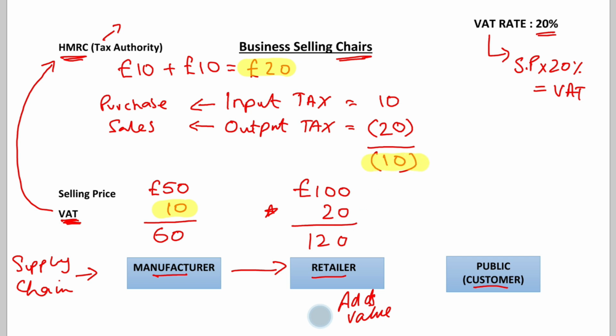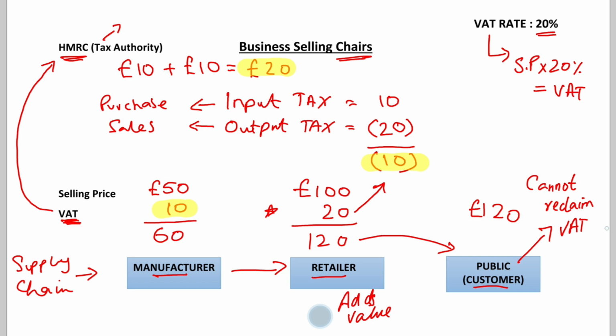This is how the VAT concept works. So within that supply chain, wherever value was added, some tax was paid back to the government. Now the customer has bought the chair for £120. Over here there is one point you need to note, that because the customer would be an individual, it cannot reclaim VAT back, just like the retailer did claim £10 back and it only paid the net amount. So if it's an individual, you cannot reclaim VAT back.